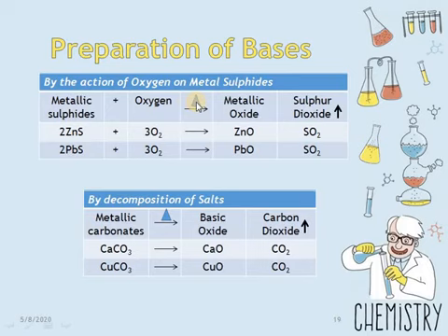Now by decomposition of salts, when metallic carbonates are heated, I have shown the heat symbol only in the basic reaction. You should write this heat symbol on every arrow when you write the reaction. Similar for this carbon dioxide arrow and sulfur dioxide arrow; these arrows are for the gases. So calcium carbonate when decomposed gives basic oxide, calcium oxide, and carbon dioxide. Same for copper carbonate. These reactions also had been done by you in previous classes.